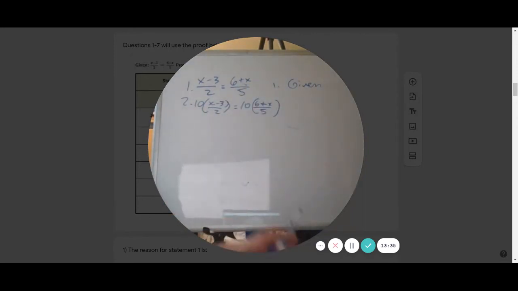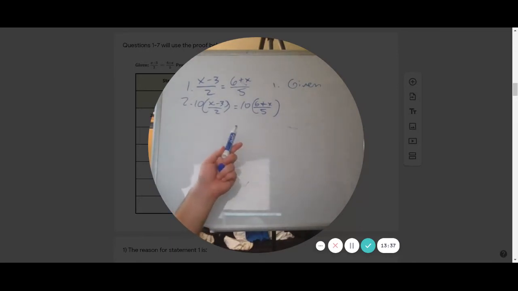Okay, so look at this first step. There's randomly a 10 on each side. Okay, you see that? What allows you to randomly put a 10 on each side? If you want to take a second, go look at the properties. You can do that. Think about it. What lets you put a 10 on each side?